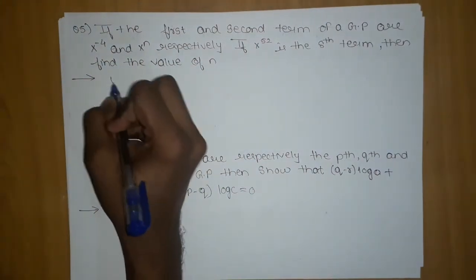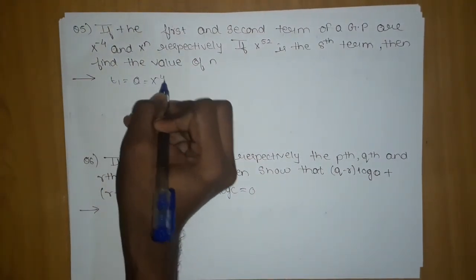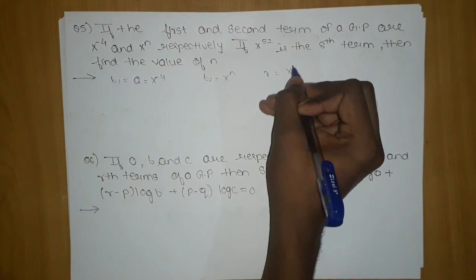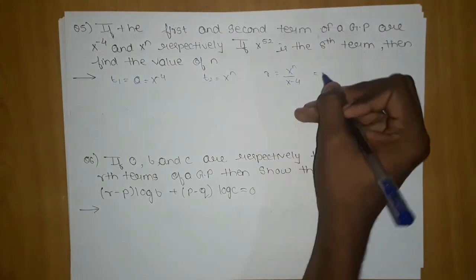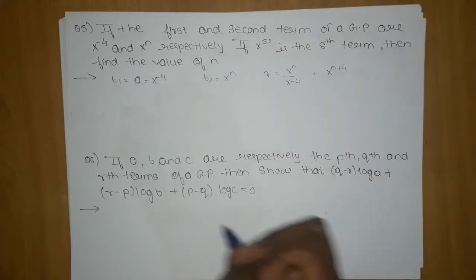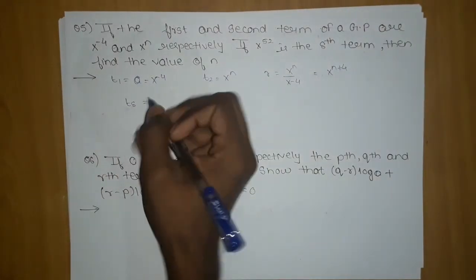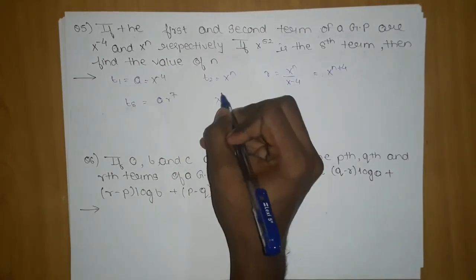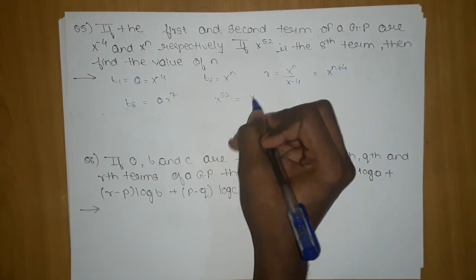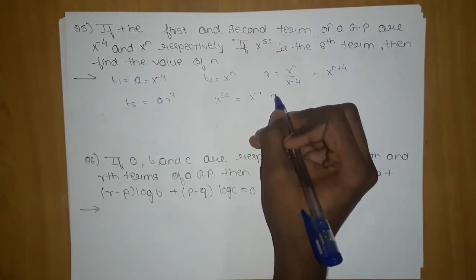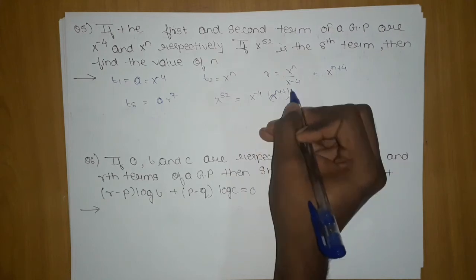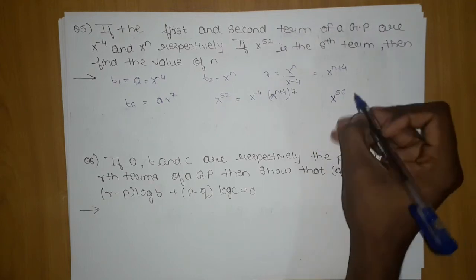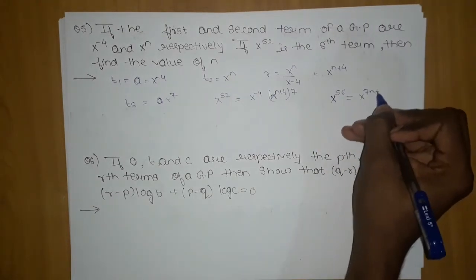So t1 is a, which is x to the power minus 4. Similarly, my second term t2 is x to the power n. Can I get the common ratio? Yes, sure. x power n upon x power minus 4, which gives me a common ratio x power n plus 4. Now I want to find the 8th term. The 8th term is a into r power 8 minus 1, which is 7, so x power 52 equals x power minus 4 into (x power n plus 4) power 7, which gives me 56 here, and x power 7n plus 28.